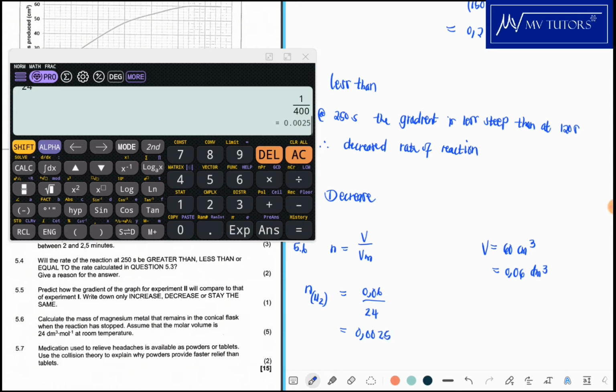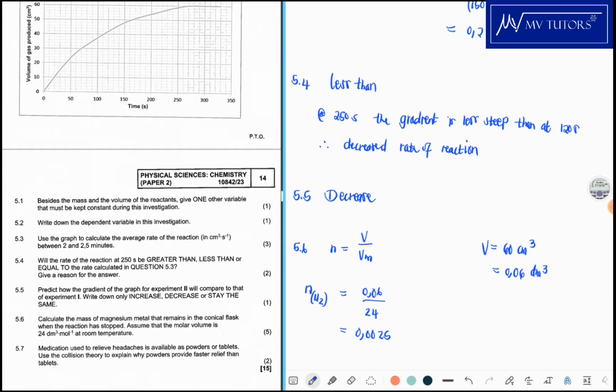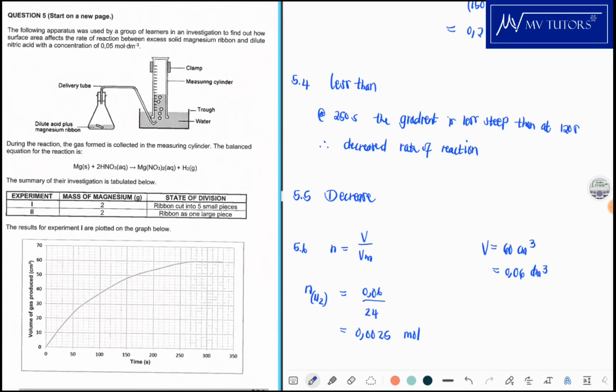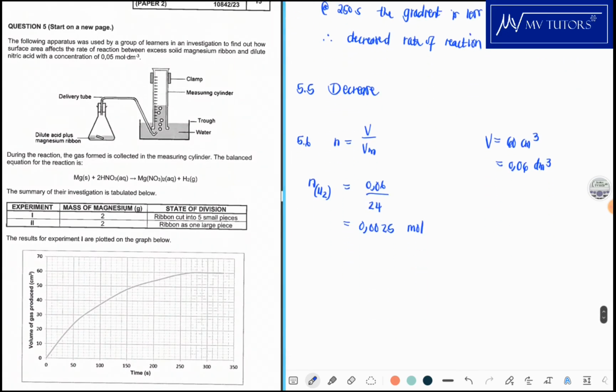All right, so that is basically 0.0025. Okay, and what is the unit for that? Well, we're looking for the number of moles, so it's basically mole. Alrighty, and then what do we do next? Then we're going to look at the equation and see the number of mole. If we have a look at the ratio, so we have 1 mole of hydrogen gas, and we also have 1 mole of magnesium. Okay, so it's a 1-to-1 ratio.